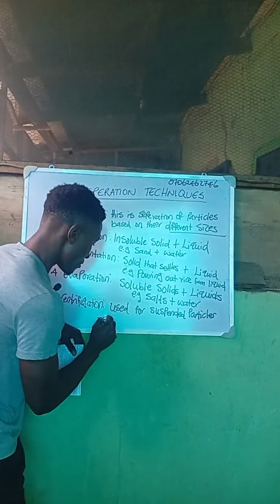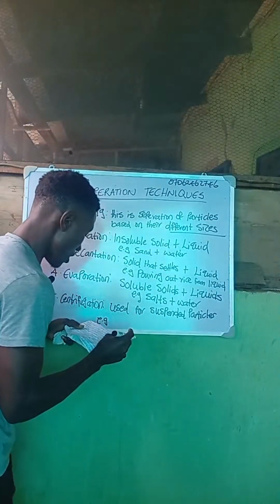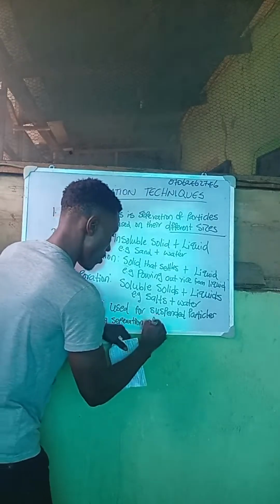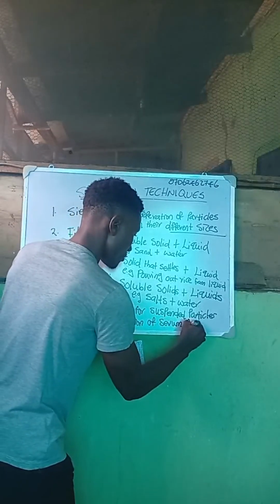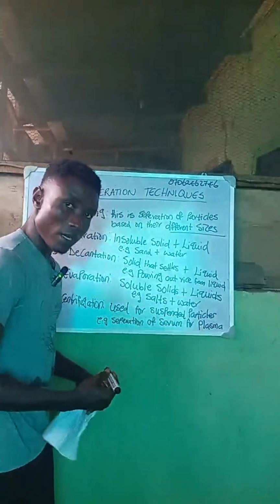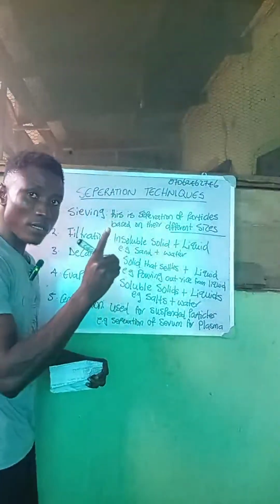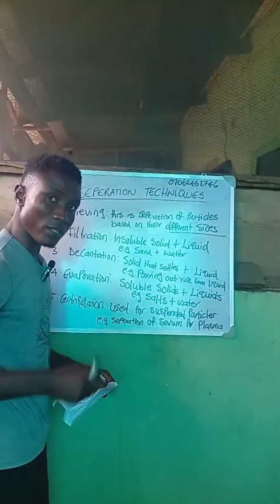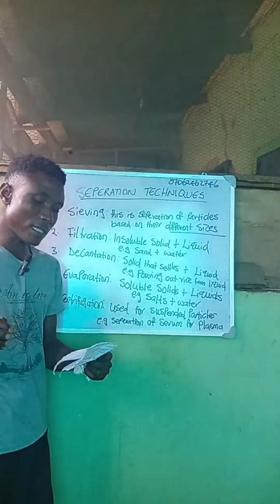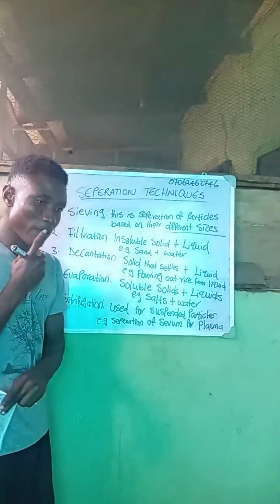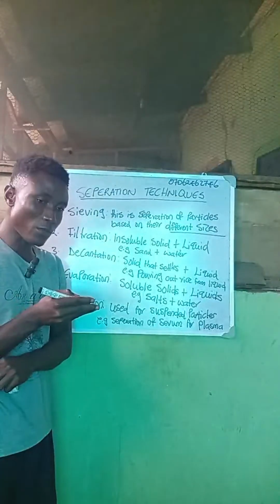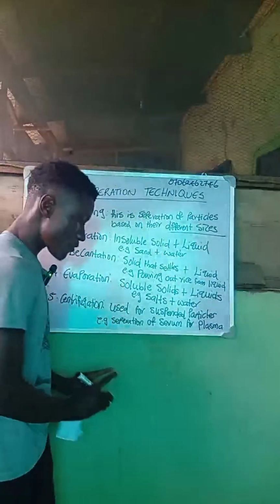So for example, separation of serum from plasma. Like I say, this one here is based on speed, based on suspended particles. The principle is based on speed in order to get suspended particles, right? Because I don't want you to get confused.